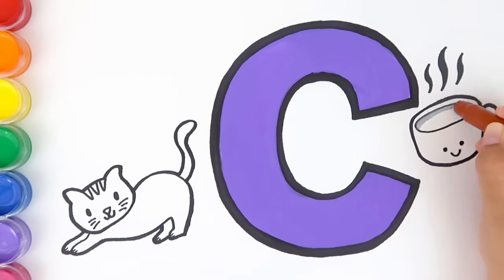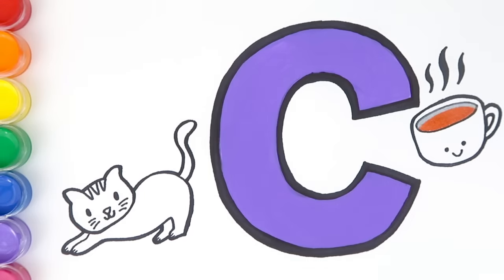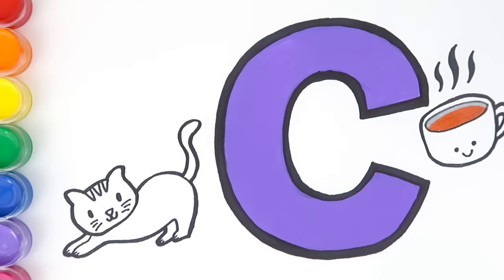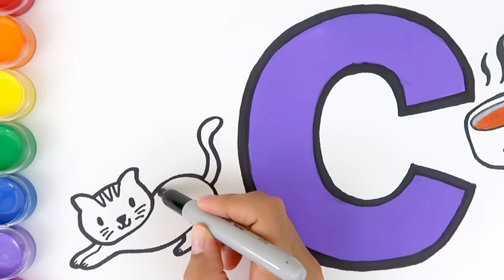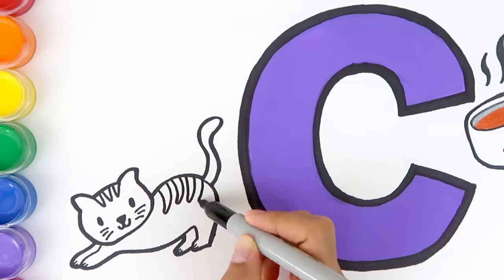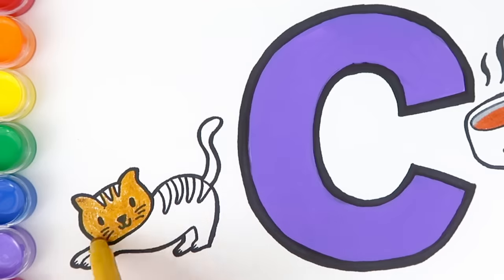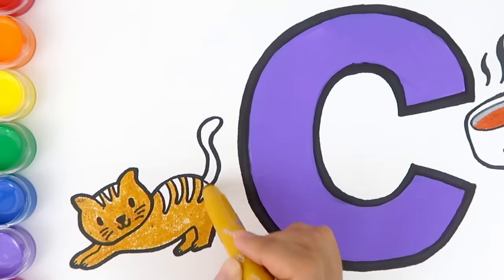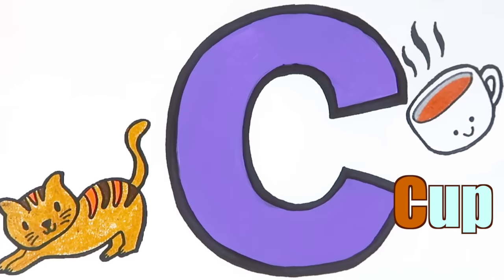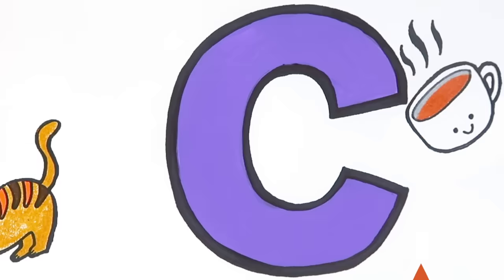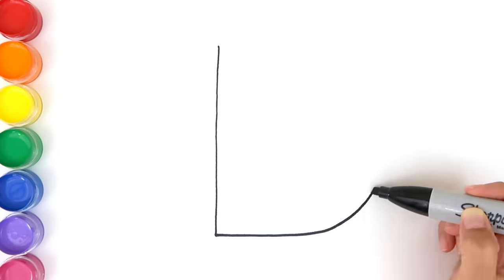And what's this inside of the cup? It's coffee. Be careful, it's a very hot coffee. The name of our cat is Coco. Coco is orange brown. C is for cat. C is for cup. Next comes the letter D.